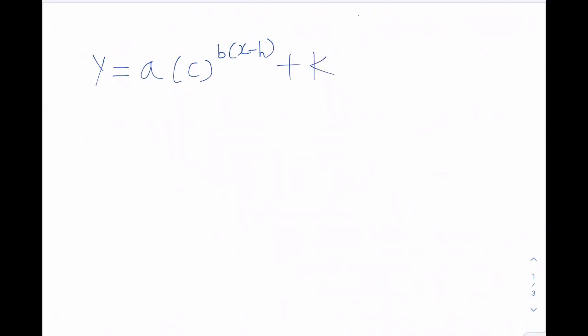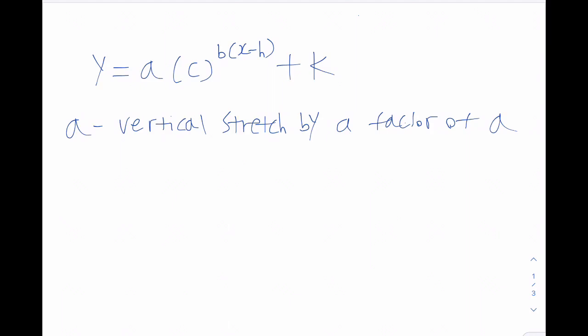Hey guys, in this video we will be looking at transformations of exponential functions. So let's say we have an exponential function with the form y equals a times c to the power of b(x minus h) plus k. Alright guys, so a will give us a vertical stretch by a factor of a, and if a is negative, it will cause a reflection in the x-axis.